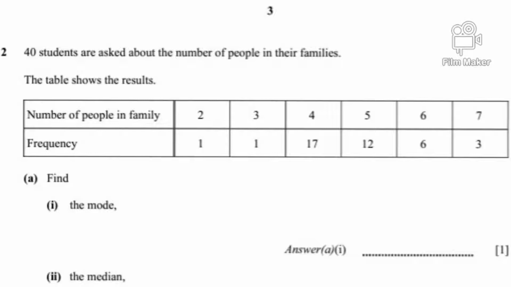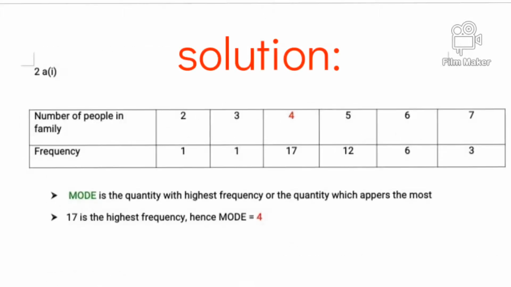Right. Part A is requiring you to calculate the mode, 1 mark. Mode is the quantity with the highest frequency, or the quantity which appears the most. If we look at our distribution table under frequency, you can notice that 17 is the highest frequency. So your final answer is not 17, but the quantity aligned to 17. Hence, mode is equal to 4.